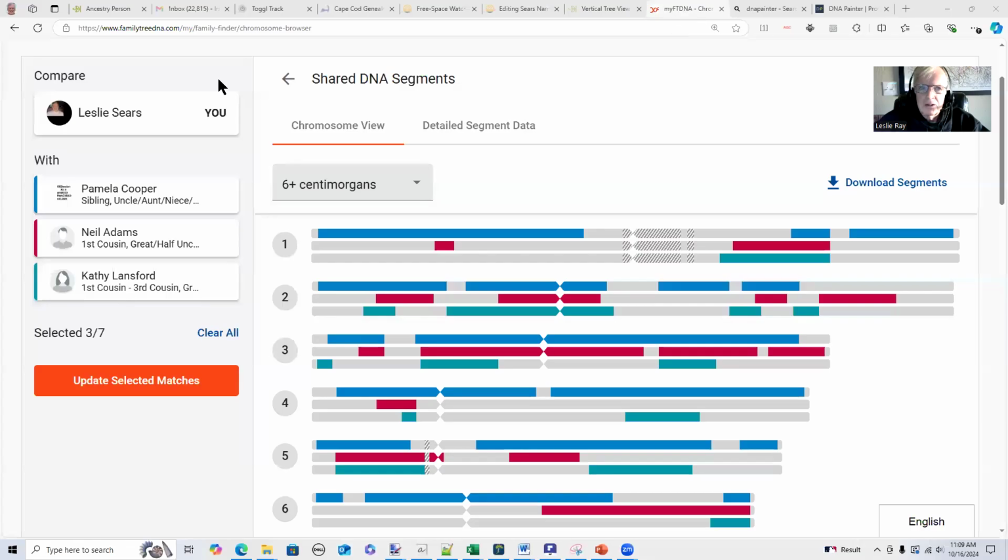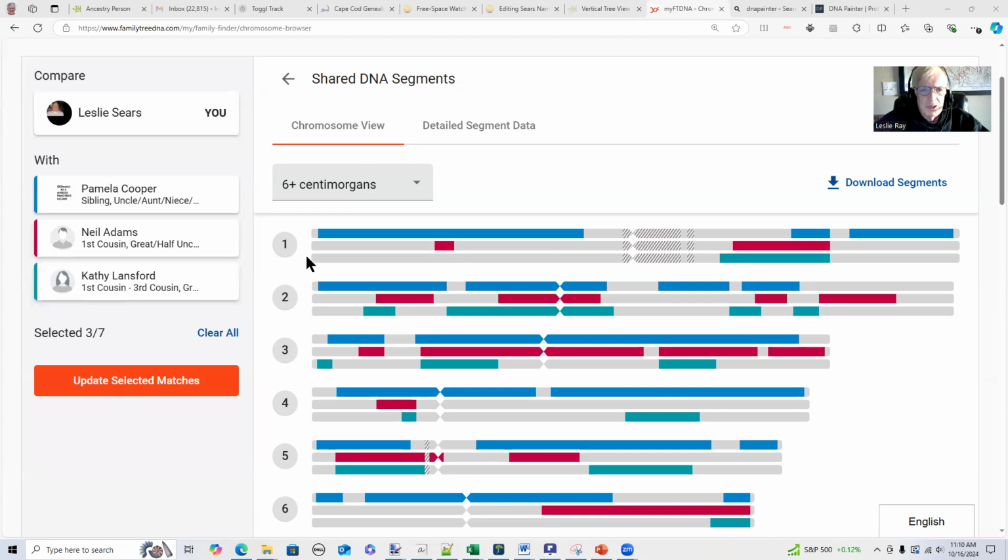And first, I would go to Family Tree DNA or FTDNA and click on the DNA Painter. And I've picked a couple of people who have contributed DNA at Family Tree DNA, my sister and two of my first cousins. I know who they are, I know our relationship, and you can see that even the FTDNA Painter knows how close they are. They know this is a sibling or an uncle or an aunt or a niece. These are first cousins because there's not quite as much.